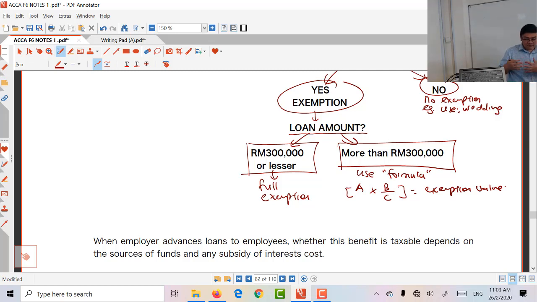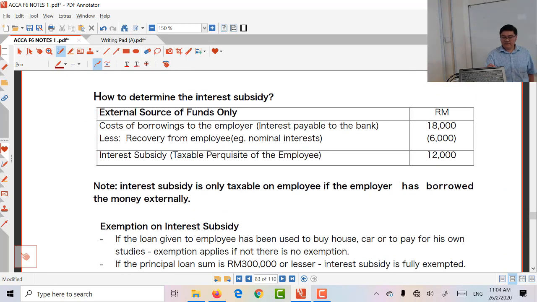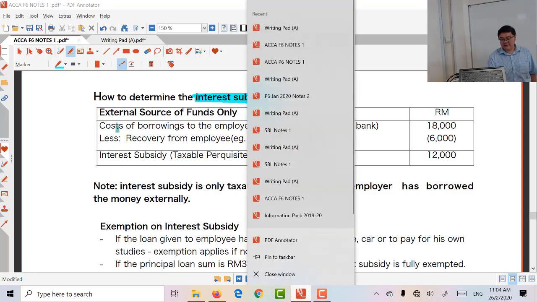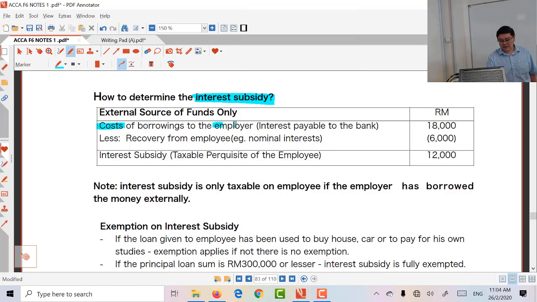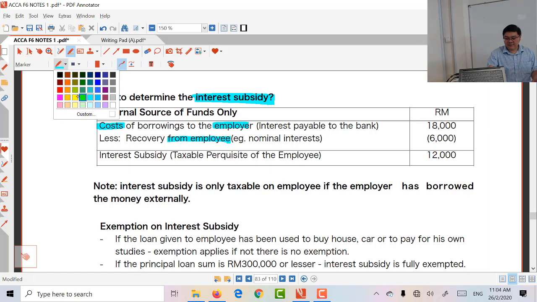Now I want to discuss with you how you get that formula and how you get this thing called interest subsidy. So can I bring you to page 79, just turn to 79. First thing is, how do you get interest subsidy? The subsidized interest is the cost to your boss, the amount of interest that your boss has to pay, minus the amount that you get back from the staff, that means the interest that the staff has to pay. So your boss paid 5,000 to the bank, you pay back 4,000 to your boss, you save 1,000. That's the subsidy. So this is how we get subsidy.